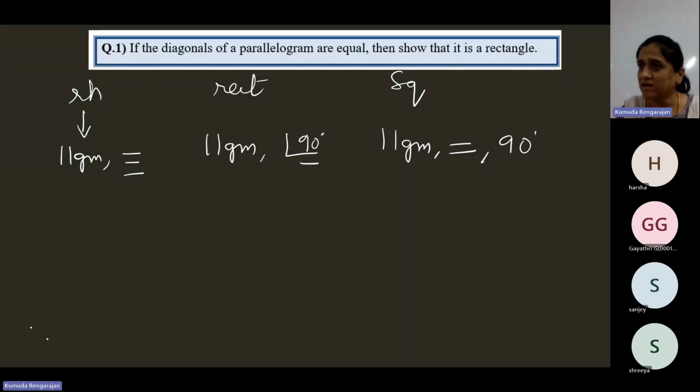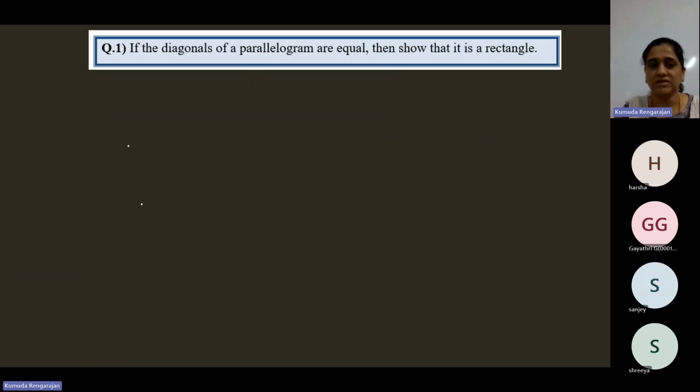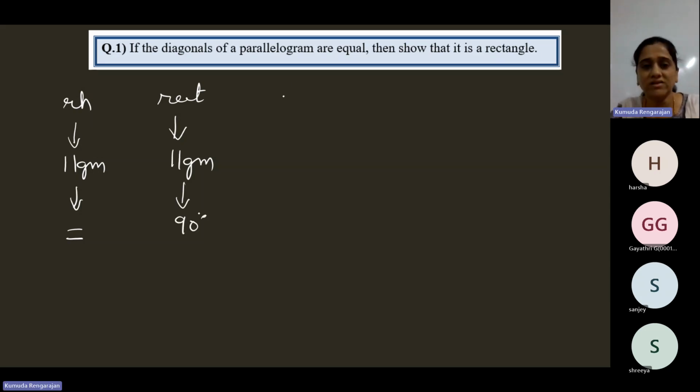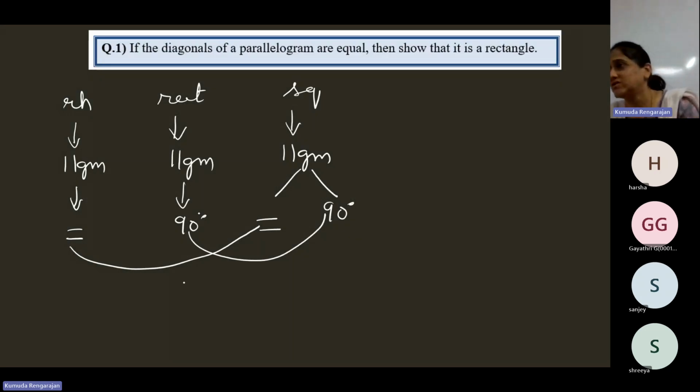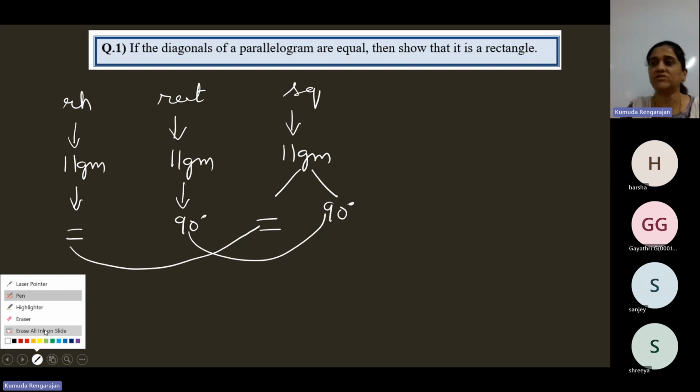A parallelogram is a quadrilateral in which both pairs of opposite sides are parallel. Parallel sides. Again, what is a rhombus? A rhombus is a parallelogram in which all the sides are equal. What is a rectangle? A rectangle is a parallelogram in which one angle is a right angle. What is a square? A square is a parallelogram in which all sides are equal and one angle is a right angle. So these are the definitions of parallelogram, rhombus, rectangle, and square.